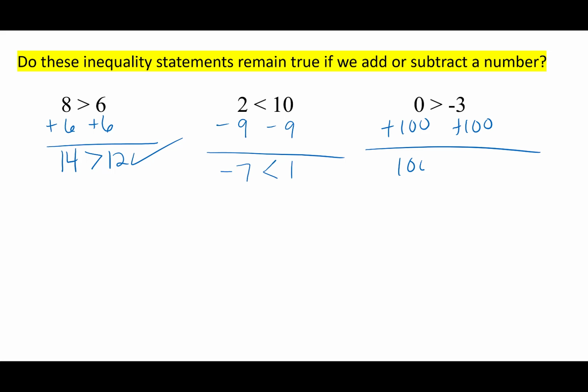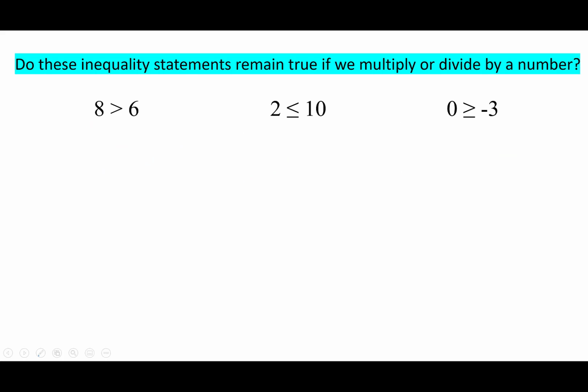And then if I do that one more time, I can add 100 to both sides. 0 plus 100 is 100. Negative 3 plus 100 is 97. And do you see that that's still a true statement? 100 is greater than positive 97. So the reason I show you this is because we can add or subtract any number and the inequality statement will still remain true.